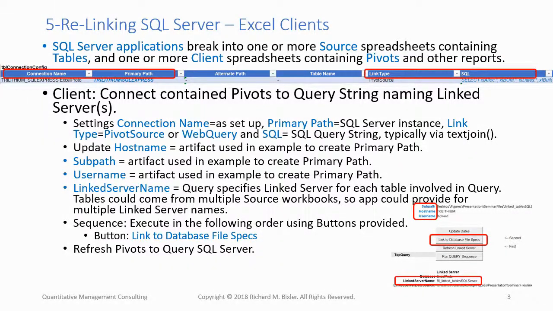It updates the named connection server / instance from the primary path field in Table Connection Config. It updates Excel connection field command text from the SQL field value in Table Connection Config. Note that an open row set query should use link type equals pivot source for an Excel data connection or web query for a Power Query connection.